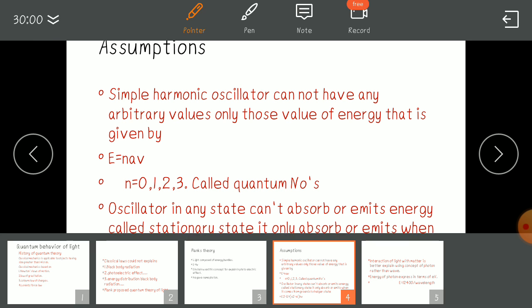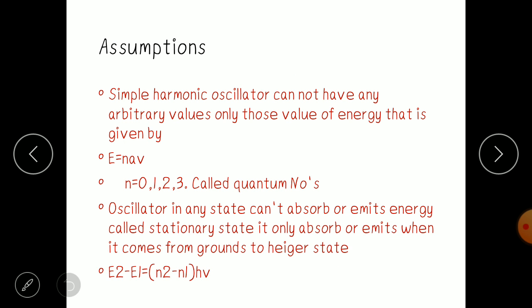So instead of A, it is h, okay, that is h. So where n is equal to 0, 1, 2, 3, called quantum numbers. A quantum harmonic oscillator does not stop oscillating about the mean position. That's why n is equal to 0 is allowed.